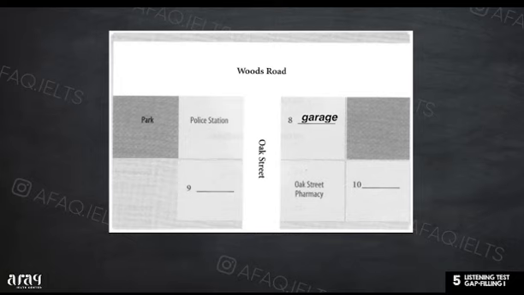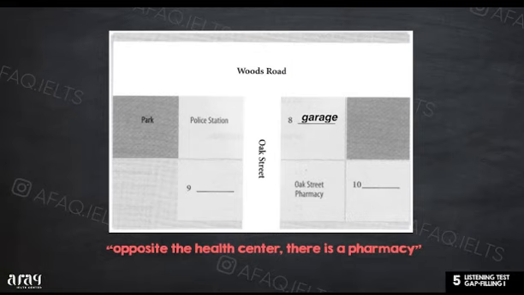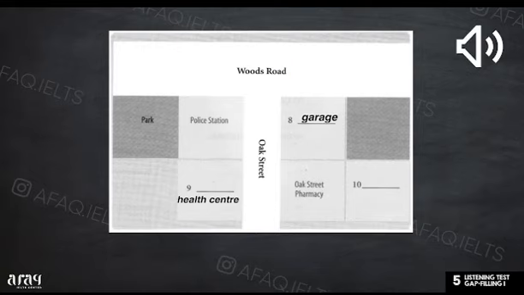As the audio continues, it has a sentence: opposite the health centre, there is a pharmacy. You can see the pharmacy. On the opposite side, you have number 9. That's it. It is the health centre. Now, opposite the health centre, there's a pharmacy, and we're just behind that.